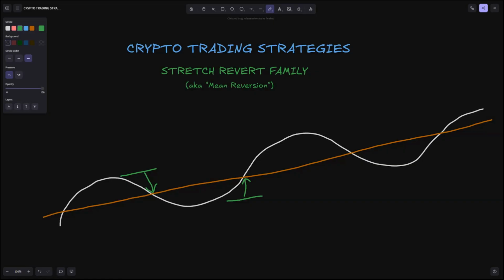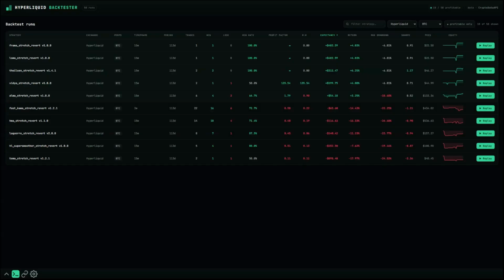So that's basically how it works. I mean, obviously it gets more complicated than that, but that's a simplification of how the strategy works. And then I ran it through the Hyperliquid backtesting app, and you can see the results on the screen. So you can see that there's 10 different variations here, and some of them won and some of them lost. They traded on the Hyperliquid exchange, on Bitcoin, on the 15-minute time frame over 113 days.